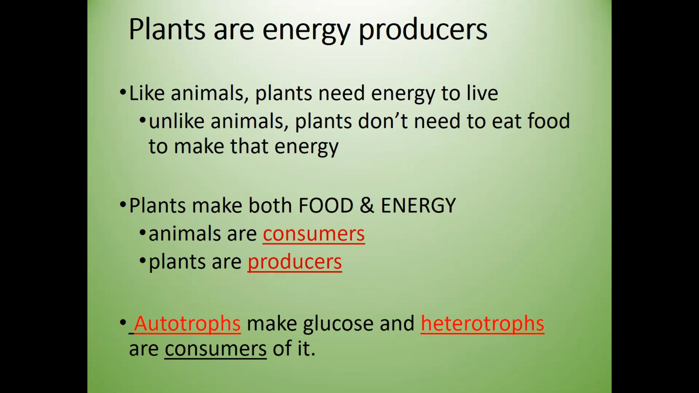Remember, there are two types of organisms at the most basic level. Animals are consumers, or heterotrophs, and plants are producers, or autotrophs. In other words, the autotrophs make their own food, glucose, and the heterotrophs consume it.